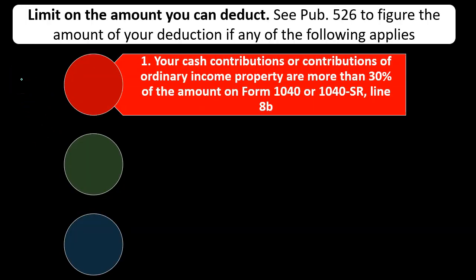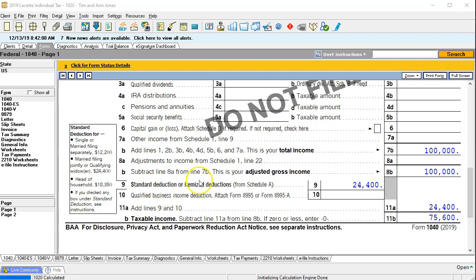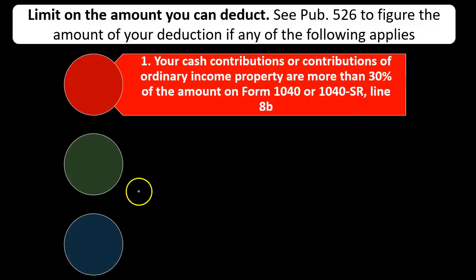Limit on the amount you can deduct. See publication 526 to figure the amount of your deduction if any of the following applies. Number one, your cash contribution or contributions of ordinary income property are more than 30% of the amount on Form 1040, line 8B. And line 8B is going to be that adjusted gross income number. So it's basically an income limitation, an income cap. They often use the adjusted gross income as opposed to the total income when they're doing that kind of income limitation.